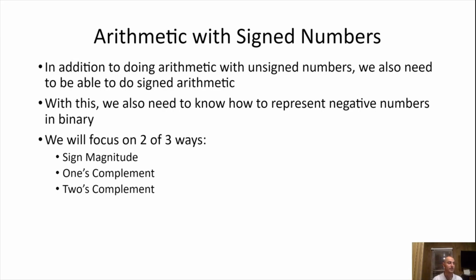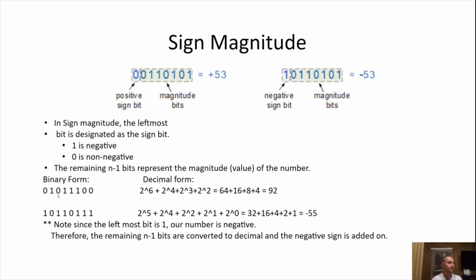So there are three ways that we're gonna look at. There's the sign magnitude, one's complement and two's complement. What is actually being used in the MIPS processor is the two's complement, and that's basically going to be our focus. But we're going to look at these first two to see how we got there and how they are different. So let's look at sign magnitude.